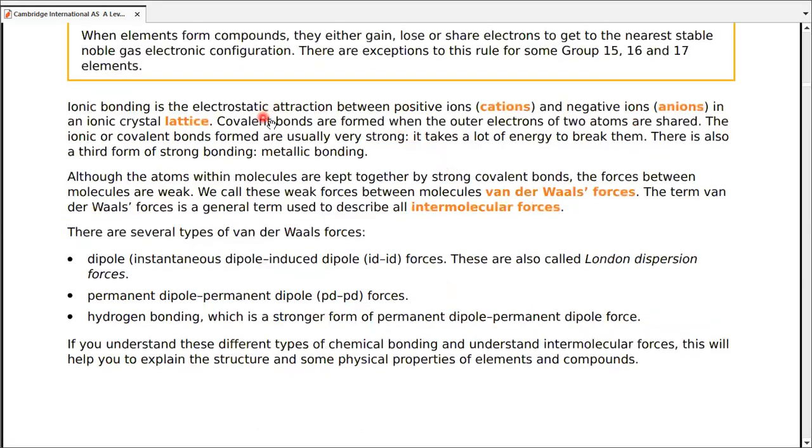Ionic bonding. Ionic bonding is an electrostatic attraction. Cations are positive ions, anions are negative ions. They form an ionic crystal lattice. In covalent bonds, outer electrons of 2 atoms are shared. The ionic or covalent bonds formed are usually strong. It takes a lot of energy to break them. There is also a third form of strong bonding, metallic bonding. These are the ones that we studied back in IGCSE.